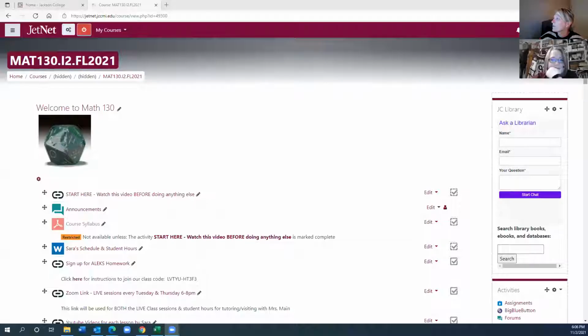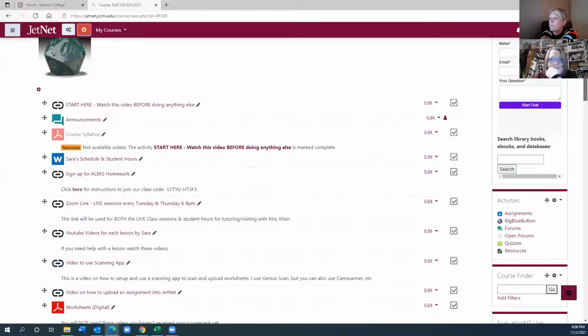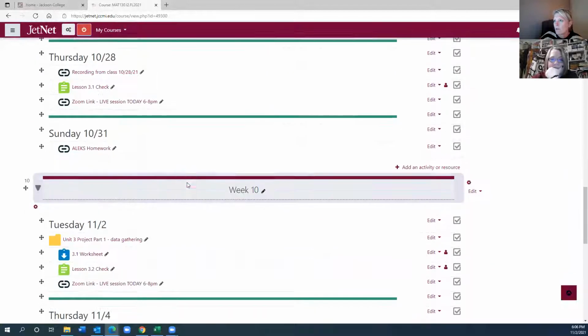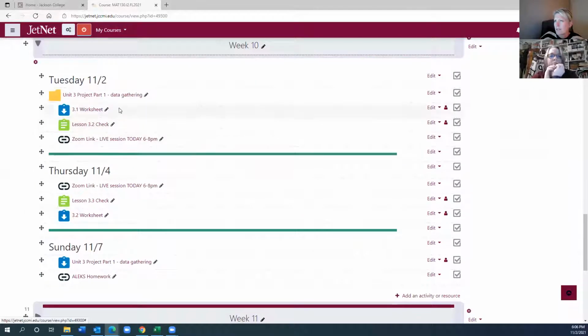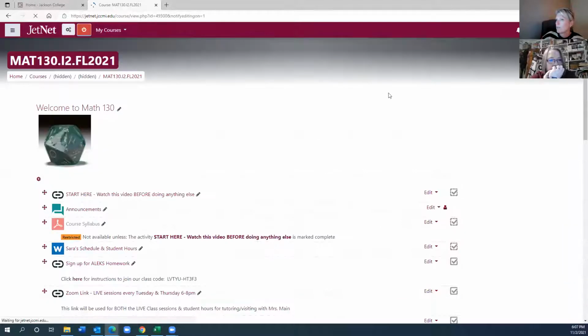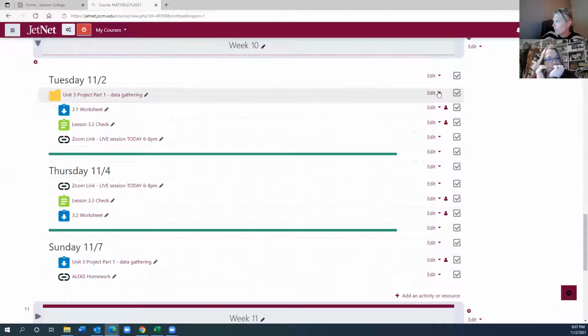I'm going to share my screen here. Can you all see my JetNet screen? Okay, yes. So under today's date, oh, that's interesting that it didn't show up that way. Let me just change this to see if it changes the view. Oh, it didn't. Interesting. I'm going to open that up.